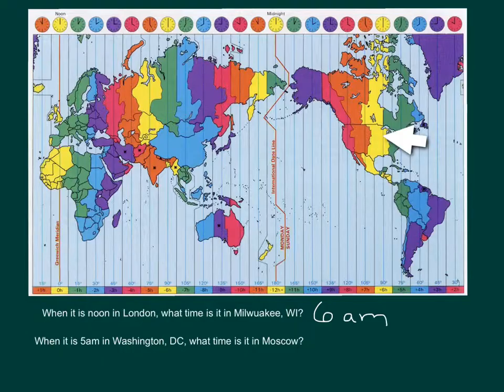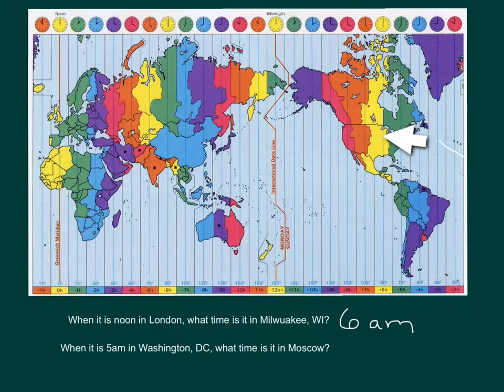Let's try another one. When it's 5 a.m. in Washington, D.C., what time is it in Moscow? So I'm going to grab my arrow. Here's Washington, D.C. Moscow happens to be over here in Russia on the western side.